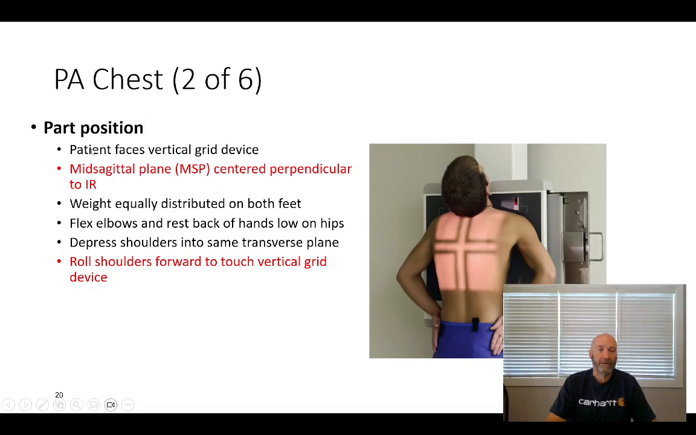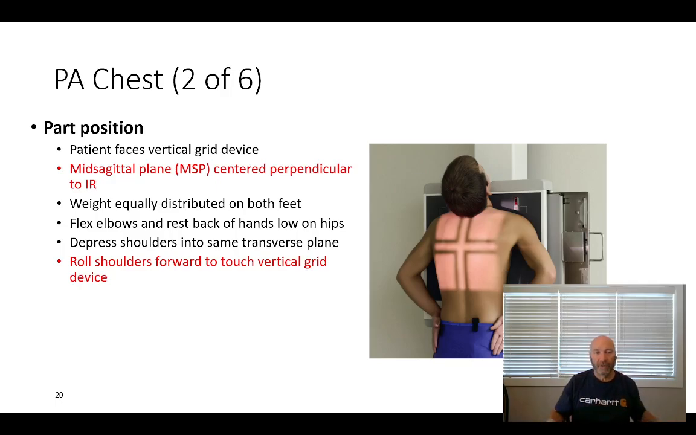So on a PA chest X-ray, patient faces vertical grid, so mid-sagittal plane should be centered to the image receptor, and it should be perpendicular to the image receptor. So perpendicularity means that we've got things at right angles. These are going to become my clavicles here in a bit, but perpendicularity means you've got right angles. One thing is vertical, one thing is horizontal, and you've got perpendicularity. That is right angles. That is perpendicularity.